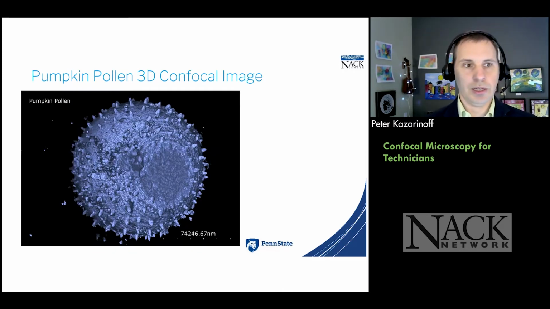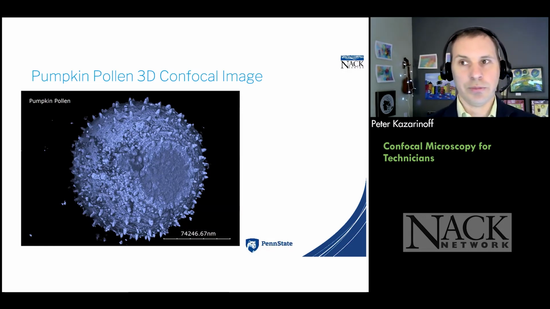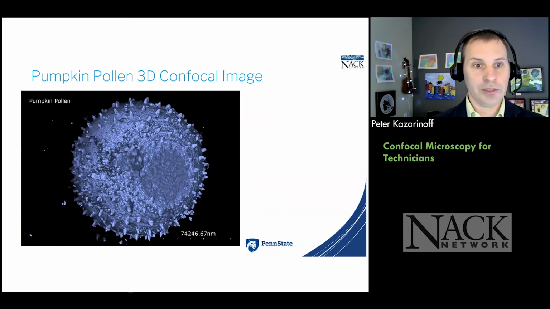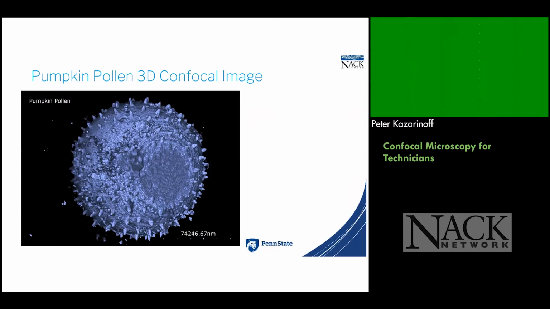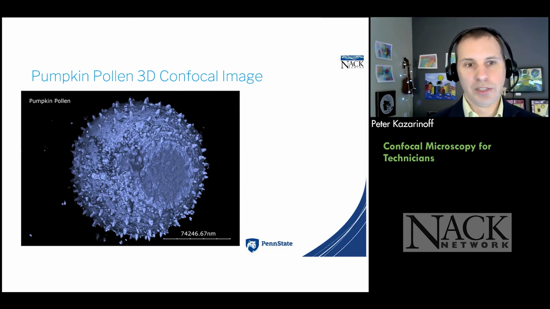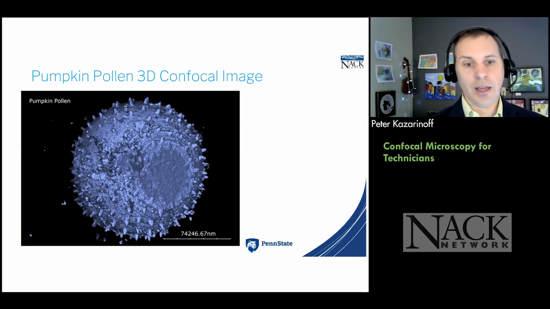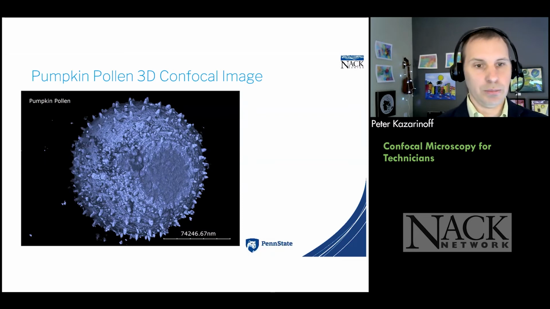This is an example of pumpkin pollen that a student brought into the lab from the vegetables that were growing in their garden. And you can see sort of little ripples in this three-dimensional image. And each one of those ripples is basically one of those slices in the vertical direction that has then been assembled all together in a computer.